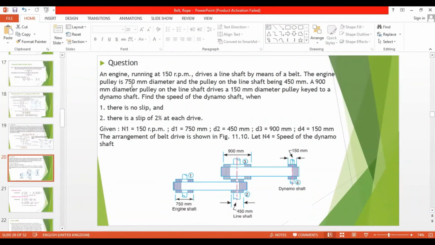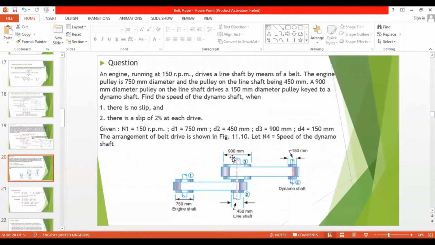The engine pulley is 750 millimeter diameter, and the pulley on the line shaft is 450 millimeter. A 900 millimeter diameter pulley is also on the line shaft. So here is the line shaft, and that 900 millimeter pulley is also going to be on the line shaft.